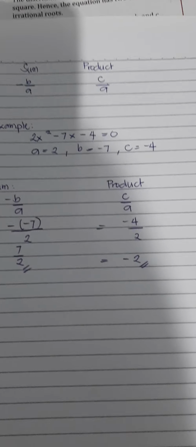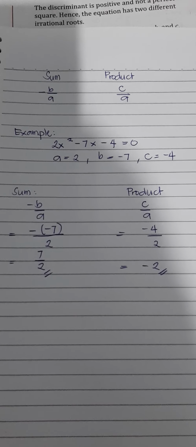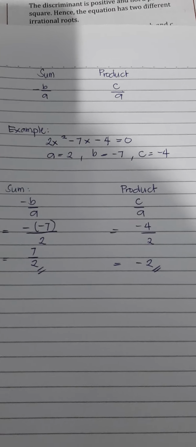In this video, we will discuss how to find the sum and the product of the roots of our quadratic equation. So in finding the sum of the roots of the quadratic equation, we will just need this formula. We have negative b over a, and for the product, we have positive c over a. For example, we have 2x squared minus 7x minus 4 equals 0.